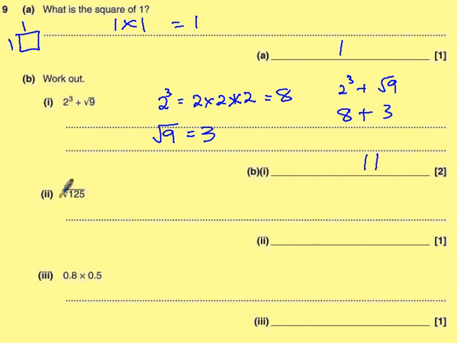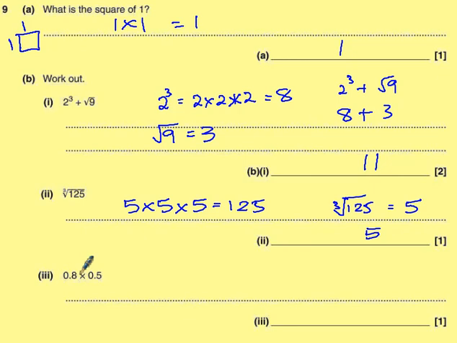Part B, part 2. Work out the cube root of 125. So which number times by itself 3 times is equal to 125? Now the clue here is to look at the last digit. Numbers which multiply together to give 5, it can only be 5. So 5 times 5 is 25, multiplied by another 5 is 125. So therefore the cube root of 125 is equal to 5.